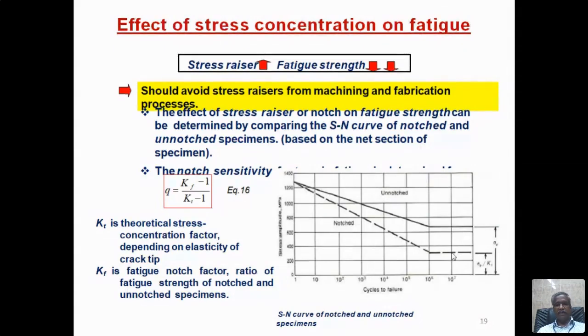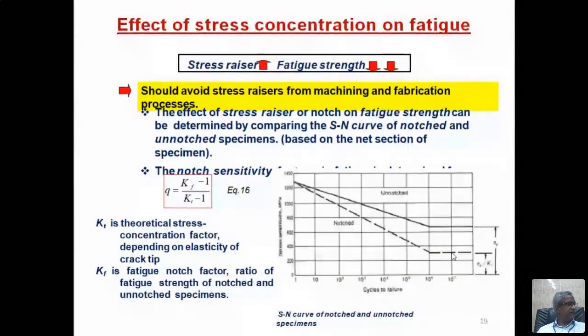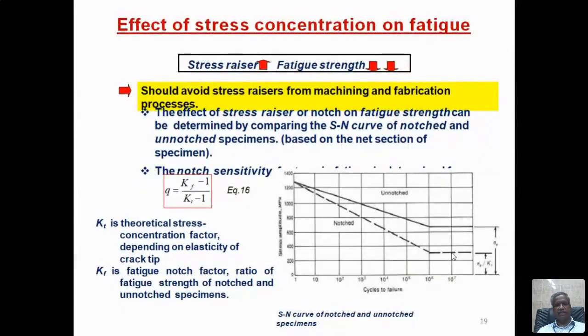So why is it reduced? Because of the stress concentration caused by the notches. Here there is the notch sensitivity: whether notches are always sensitive, whether the material is highly sensitive or less sensitive.